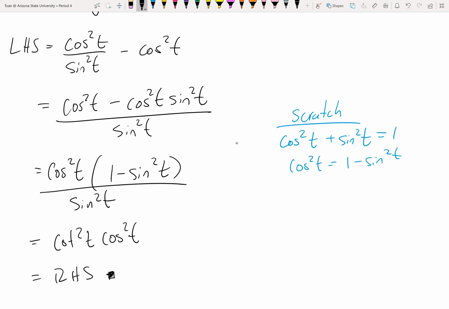So pretty neat concept, pretty neat identity. If you have a cotangent squared and you have a cosine squared and you subtract them, it's the same thing as multiplying them. Who would have thought?